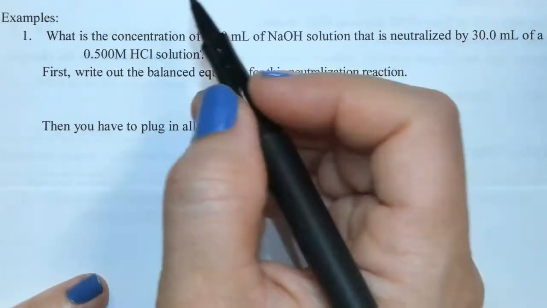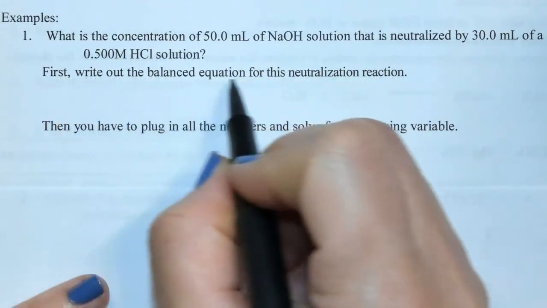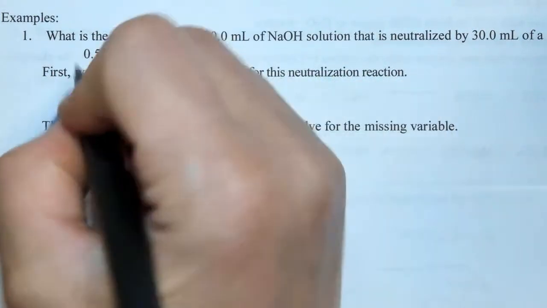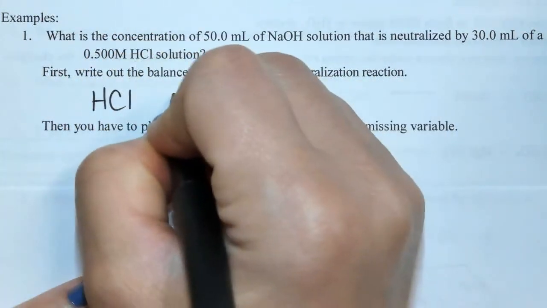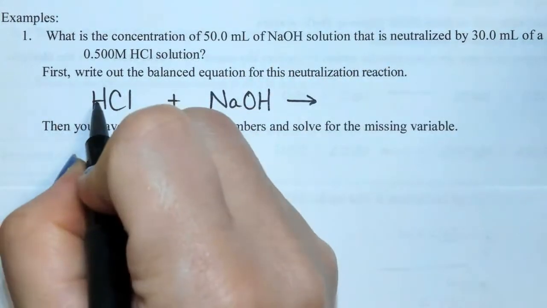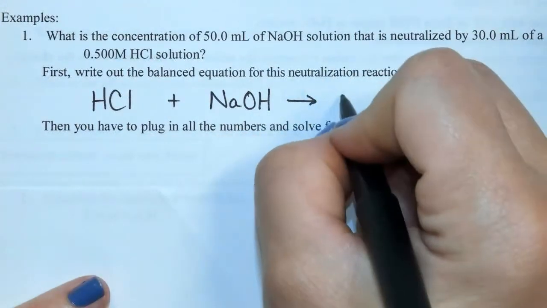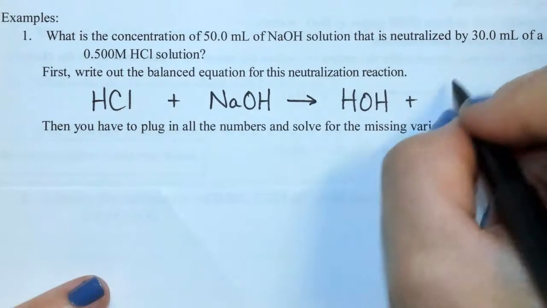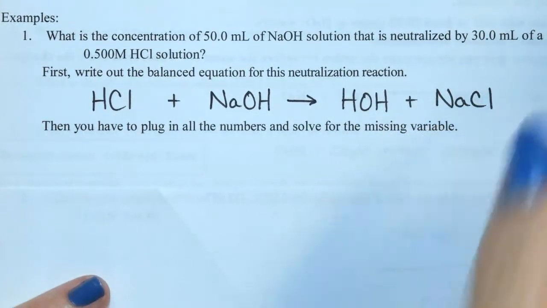Here's our first example, and the first thing you want to do is write out a balanced equation for the neutralization of HCl plus NaOH. And so we have HCl plus NaOH yields, you're going to put first and last, which gives us HOH, plus third and second, and that gives us NaCl.